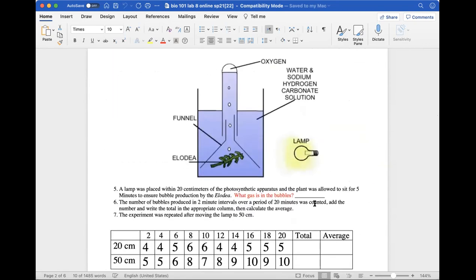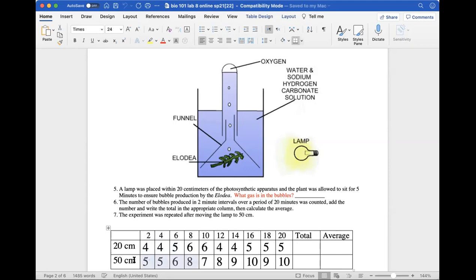The number of bubbles produced in 2-minute intervals over a period of 20 minutes was counted. So what we are doing here is counting the number of bubbles that are being produced every 2 minutes from this Elodea plant. You have to write down the total number of bubbles after your 20 minutes. And then the average, that just means the average being produced at each 2-minute interval. To find the average, you'll add them all up and divide by the total number.